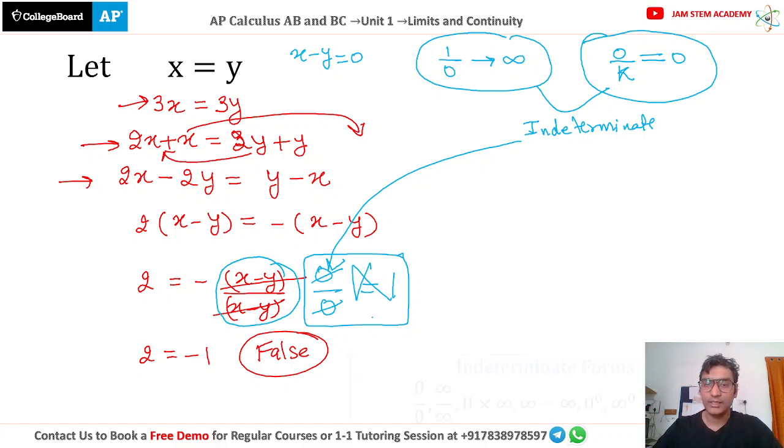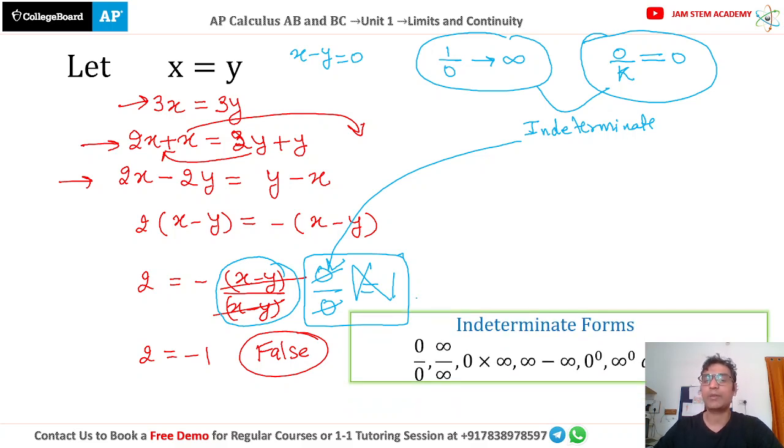Not only this, we have a total of 7 such indeterminate forms, like 0 by 0, infinity by infinity, 0 times infinity, infinity minus infinity, 0 raised to the power 0, infinity raised to the power 0, and 1 raised to the power infinity. These are the 7 indeterminate forms.